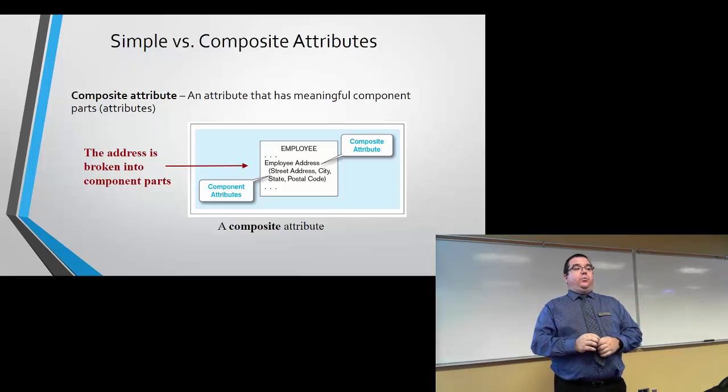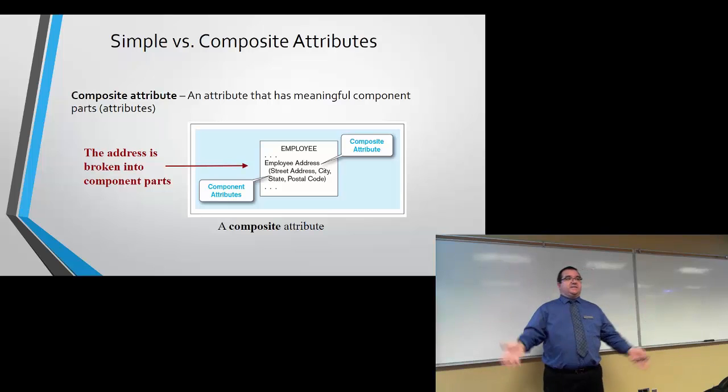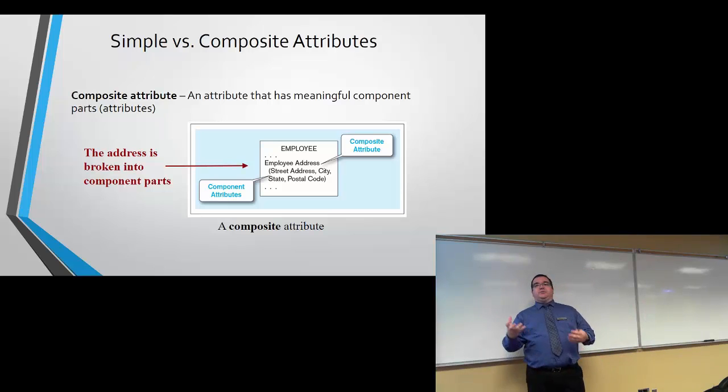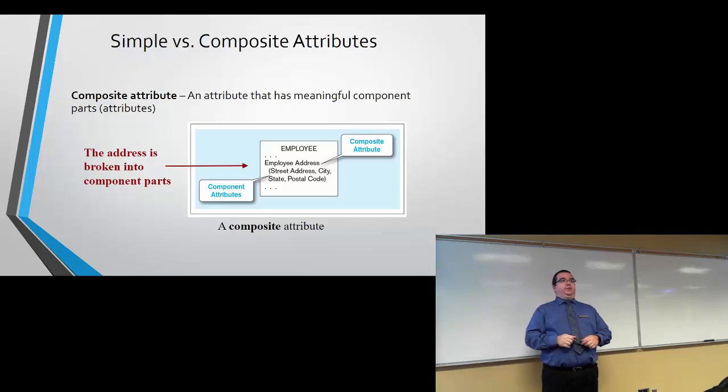So you tend to want to take a composite attribute and break it down into simple attributes. Composite attributes are a bad thing, because it means you're going to make life hard for everyone.